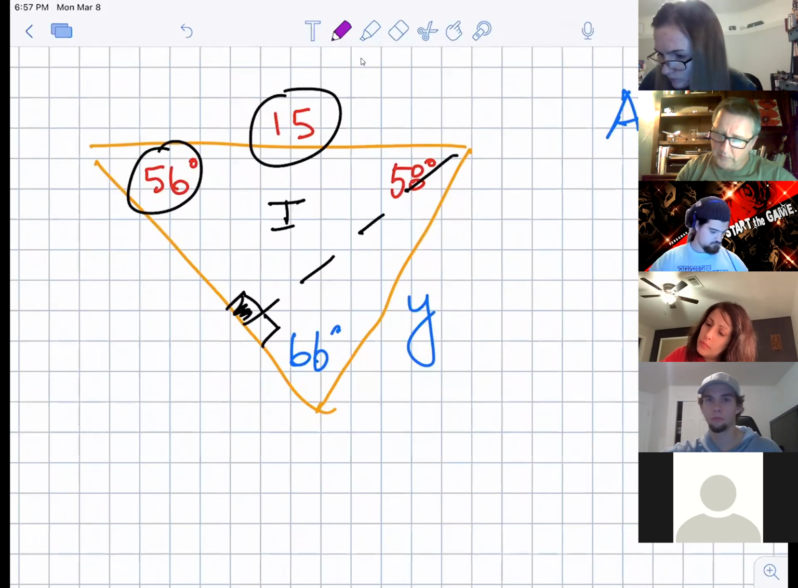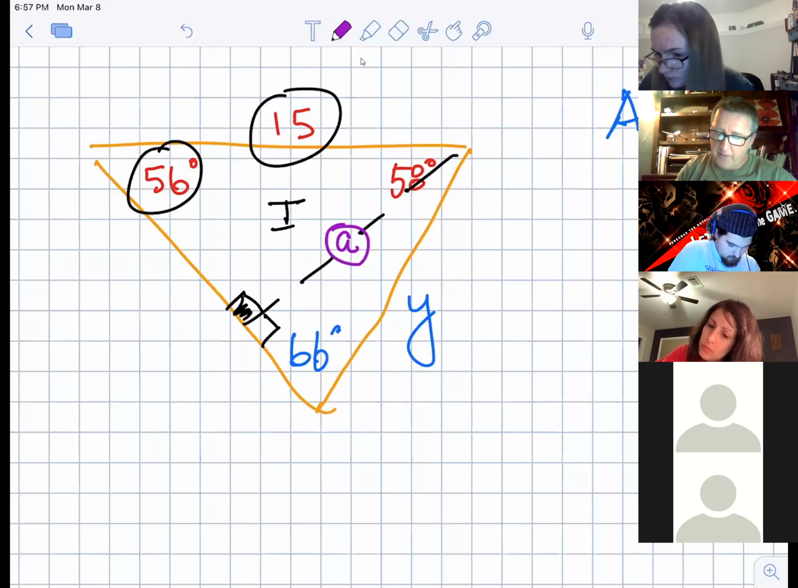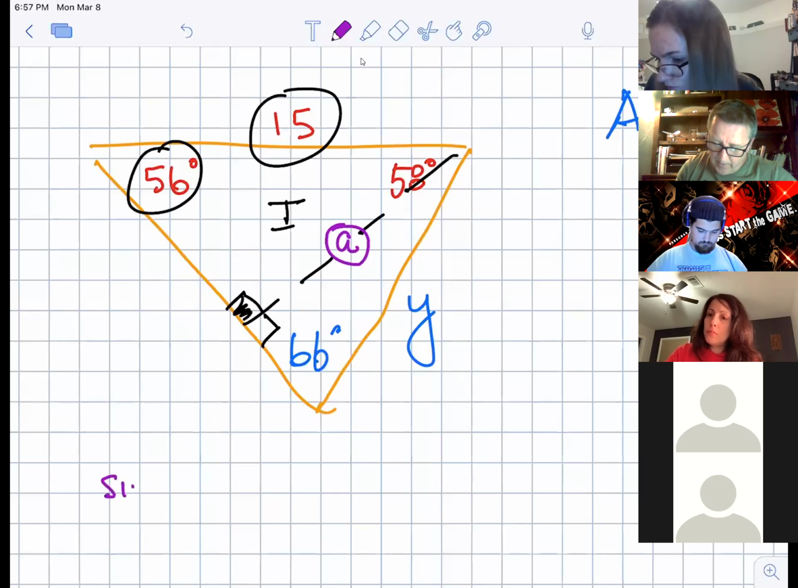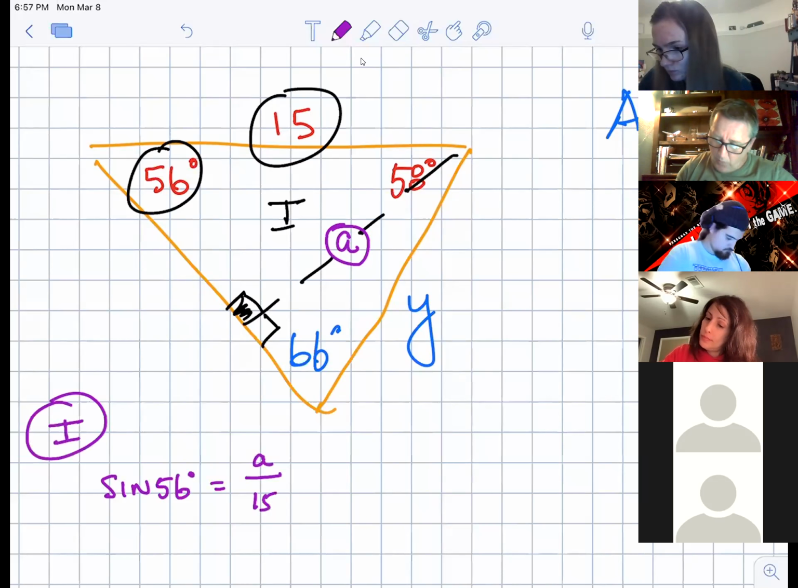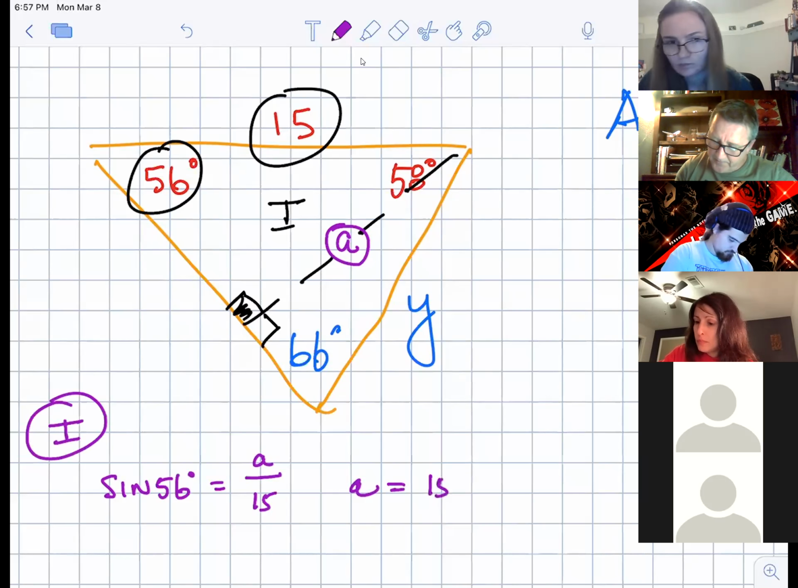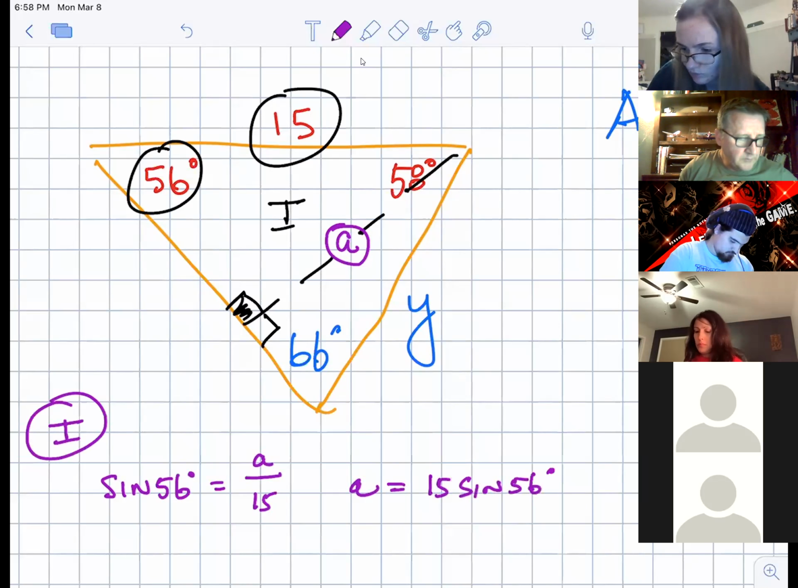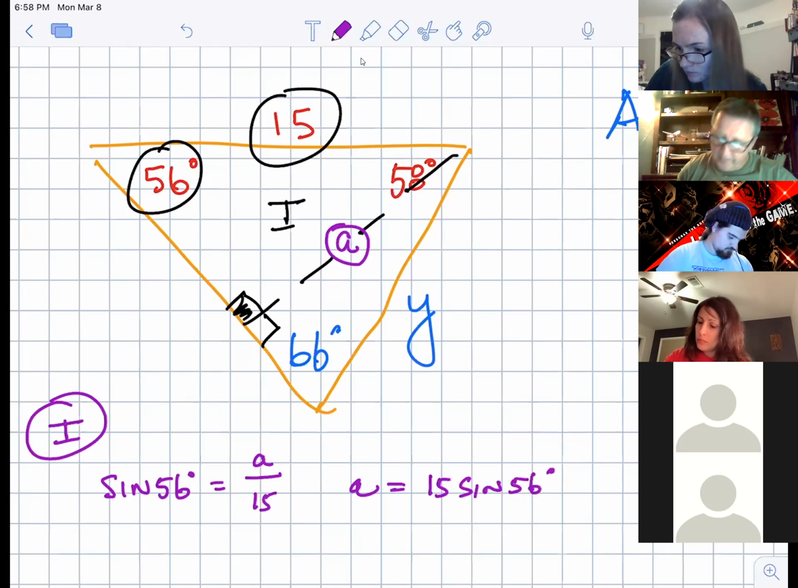I'm going to catch up to you at least a little of the way. So I'm going to call that length A because I don't know what it is. And so wouldn't you be able to say that since the only angle I have is 56, the sine of 56 is opposite over hypotenuse. Notice 15 is the hypotenuse of that first triangle. I'm sort of working on the first triangle over here. So that means A is 15 times the sine of 56 degrees, which is 12.436 approximately.